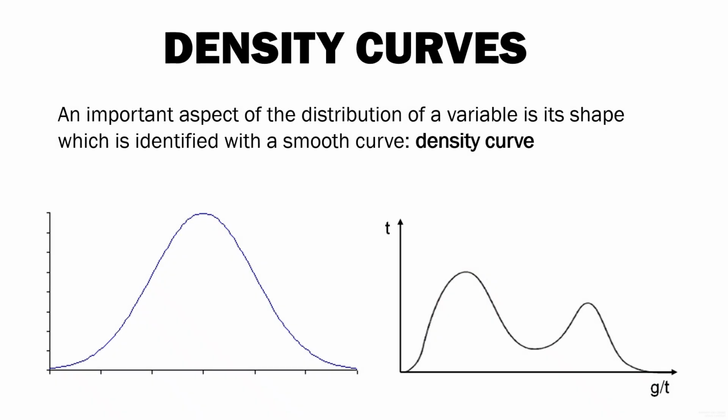An important aspect of any distribution of a variable will be its shape. And we did look at how you can identify the shape of the distribution in previous lessons. Often what we'll do is we'll put a smooth curve over our distribution. Such curves are called density curves, and they're going to become much more important as we continue through this topic.